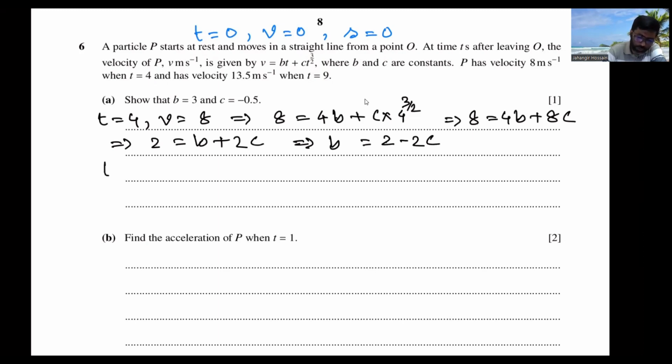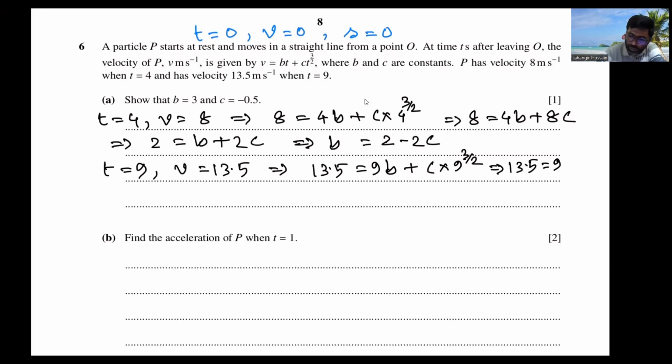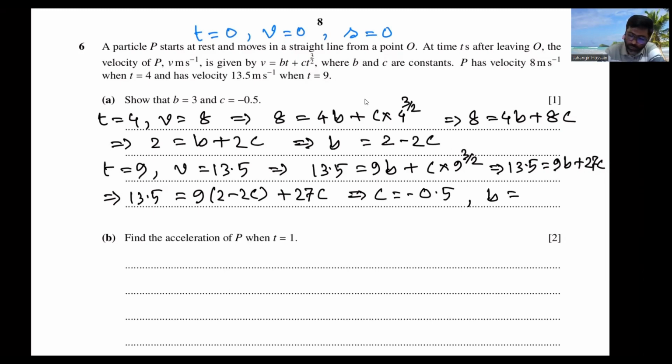Then the second one is t equals 9, v equals 13.5. So 13.5 equals 9B plus 3 into 9 to the power 3 by 2. So we have 13.5 equals 9B plus 27C. So that's the second equation. Substitute the value of B here. We have 13.5 equals 9 into (2 minus 2C) plus 27C. That will give you C equals 0.5.